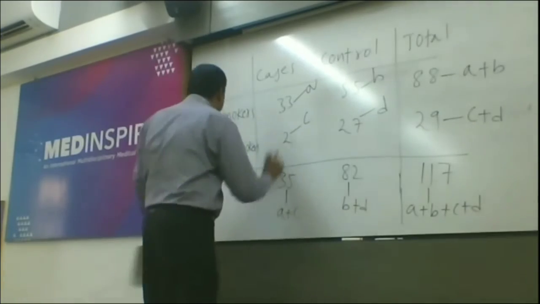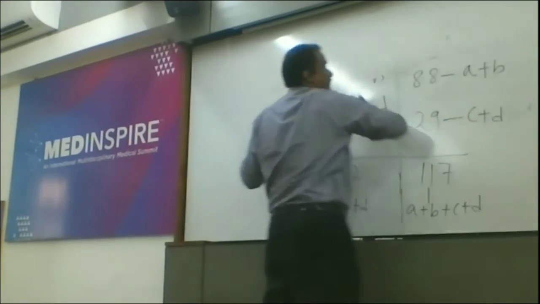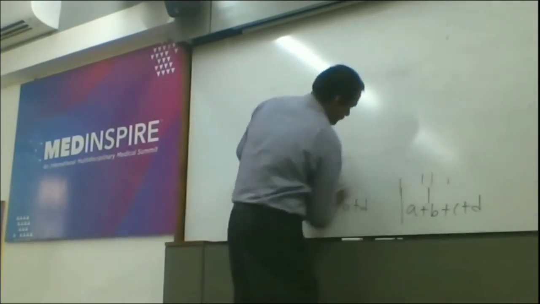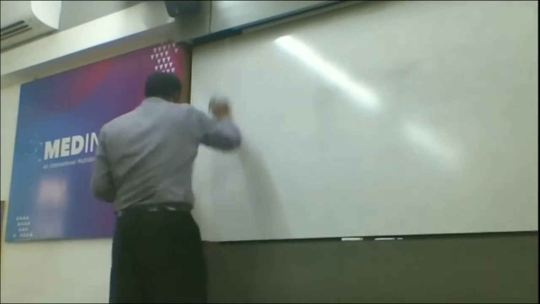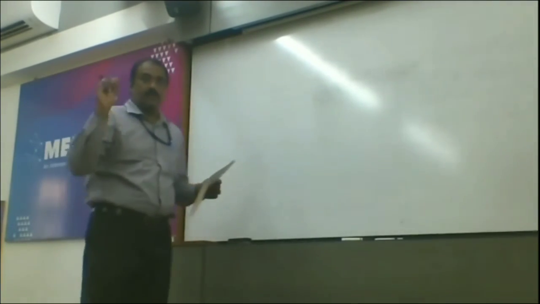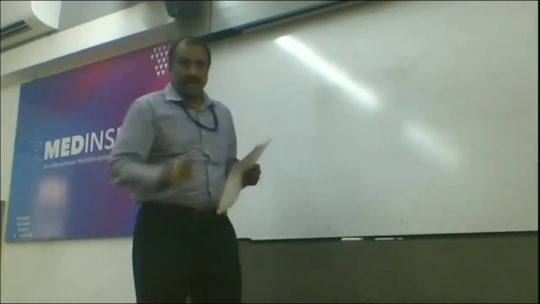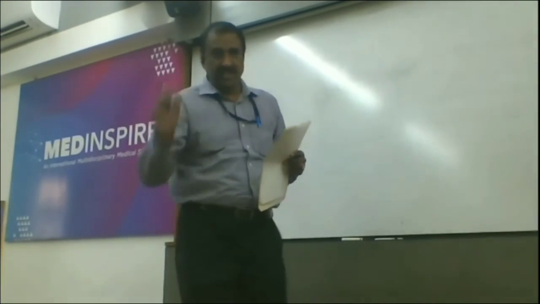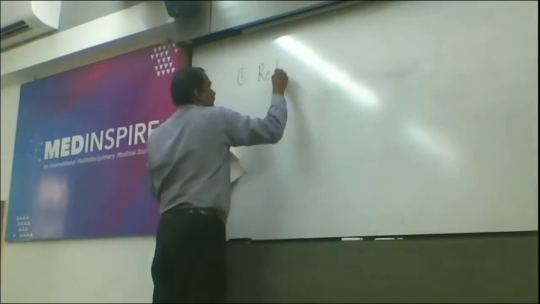Okay, can I have this one? So whatever the values are given, we have described the values. The given 2 by 2 table, we have described all the values. So now we know what is A, what is B, what is C, and what is D. So let us see here. The first question is relative risk.